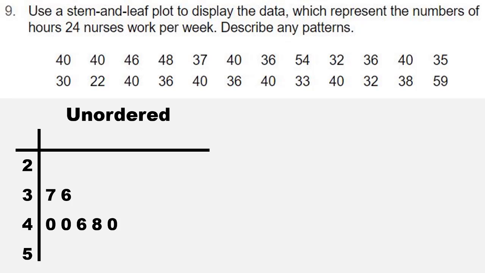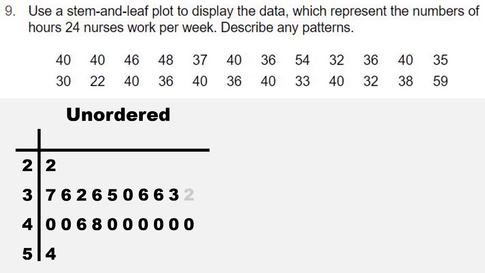36, 54, 32, 36, 40, 35, 30, 22, 40, 36, 40, 36, 40, 33, 40, 32, 38, and 59. So that's the unordered stem and leaf plot.